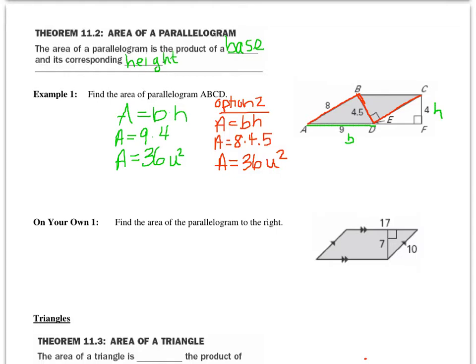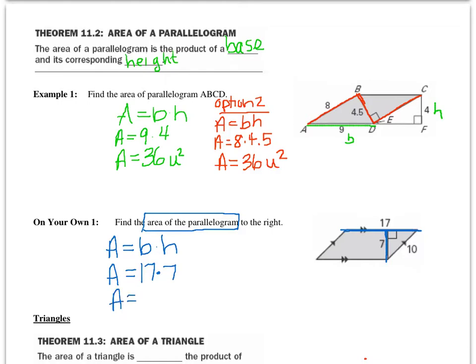So try this next one on your own. Okay, you should be saying, okay, the area of a parallelogram, that's a key piece right there that I'm finding. So for a parallelogram, area equals base times height. So this 17 up here is my base. My height has to be perpendicular to it, which would be right here, 7. So my area equals my base of 17 times my height of 7. So my area equals 119 units squared.